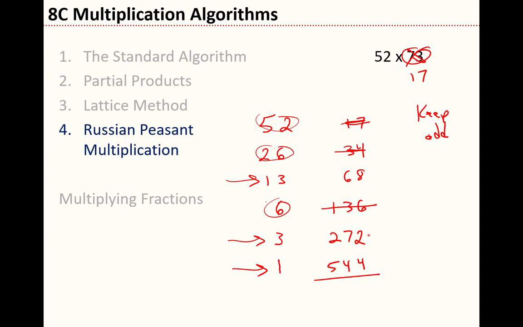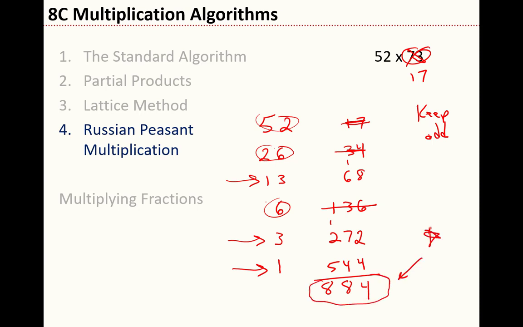So 68 plus 272 plus 544. So 8 plus 2 is 10, plus 4 is 14. I'll carry the 1, write down a 4. So 1 plus 6 is 7, plus 7 is 14, plus 4 is 18. Carry the 1, write down the 8. 1 plus 2 is 3, plus 5 is 8. And there is our answer, 884.